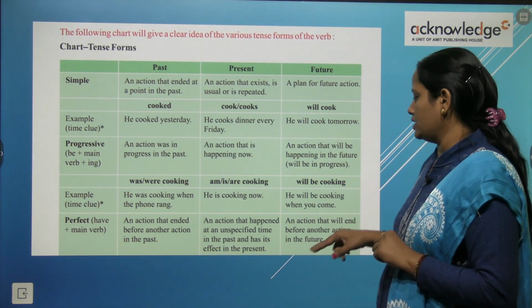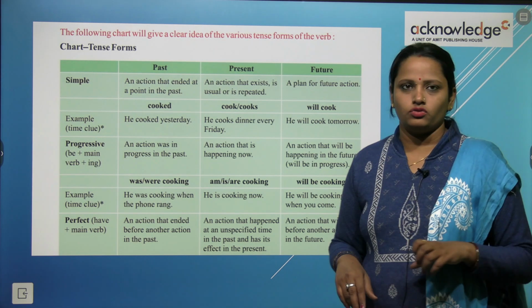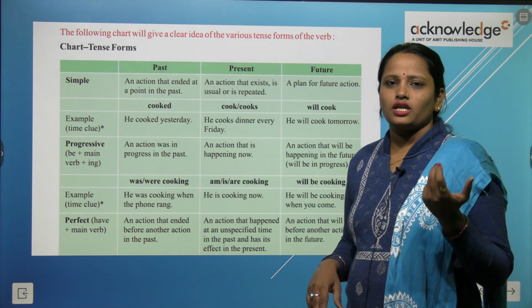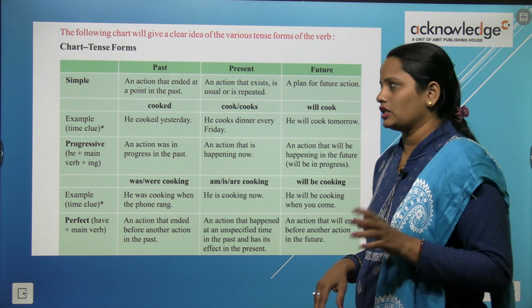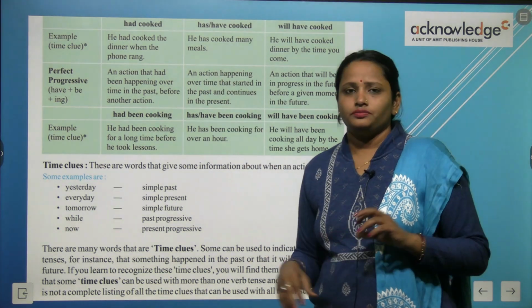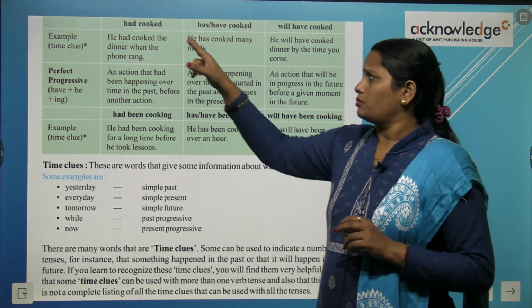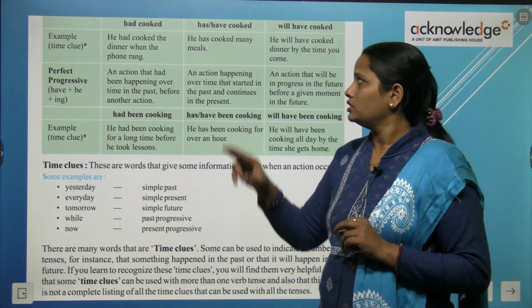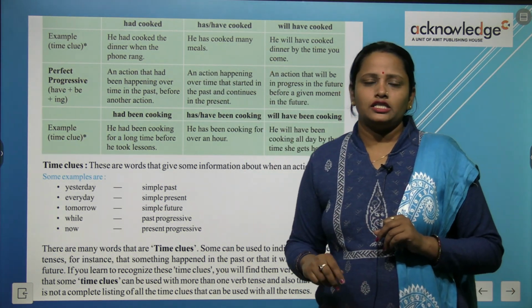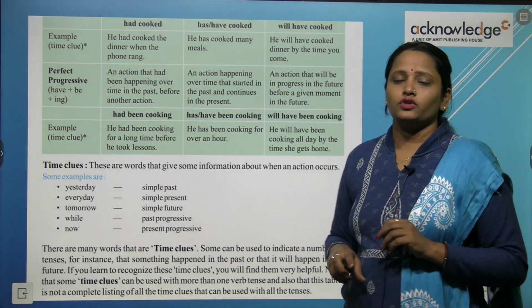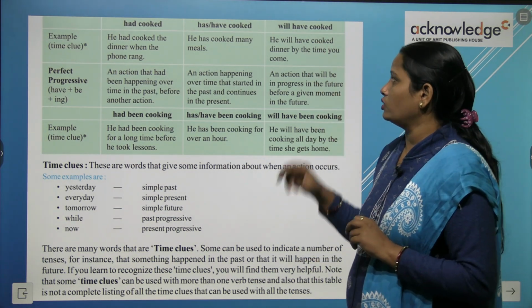An action that will end before another action in the future. So एक ऐसा एक्शन जो खत्म हो जाएगा जब हम दूसरा एक्शन स्टार्ट करेंगे, उससे पहले वो एक्शन खत्म हो जाएगा. So this is future perfect tense. Now in the past tense we use had cooked. In the present tense we use has or have cooked, and in the future tense we use will have cooked.